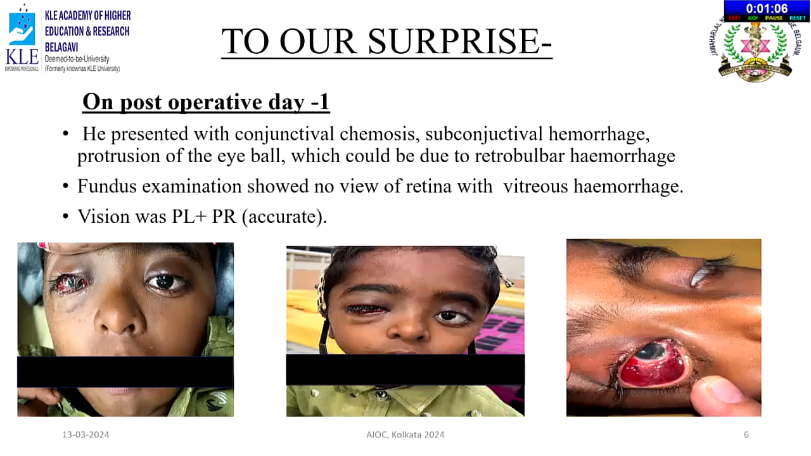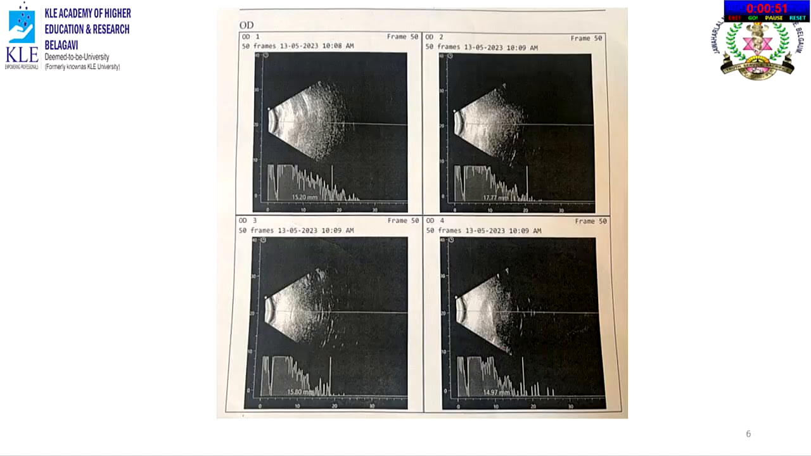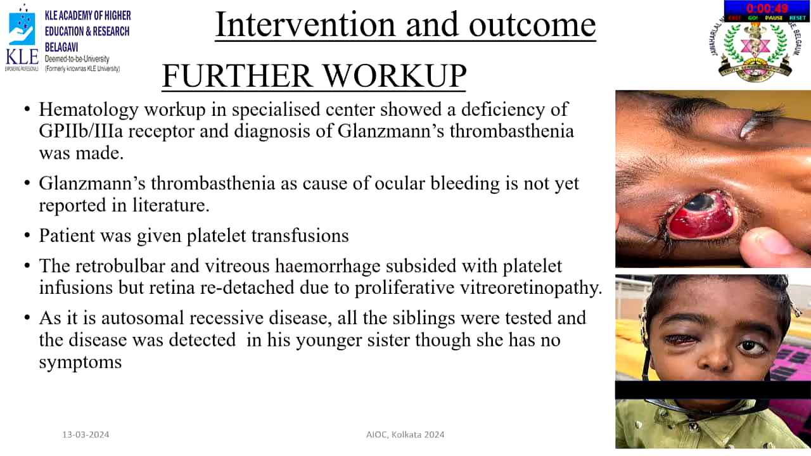On post-op day 1, he presented with conjunctival chemosis, subconjunctival hemorrhage, and protrusion of the eyeball, which could be due to retrobulbar hemorrhage. Fundus examination showed no view of retina with vitreous hemorrhage, and vision was PL positive, PR accurate. These were the pictures. This was the ultrasound which was done. On further hematological workup in specialized centers, deficiency of GP2B3A receptor was found, and diagnosis of Glanzmann thrombasthenia was made.